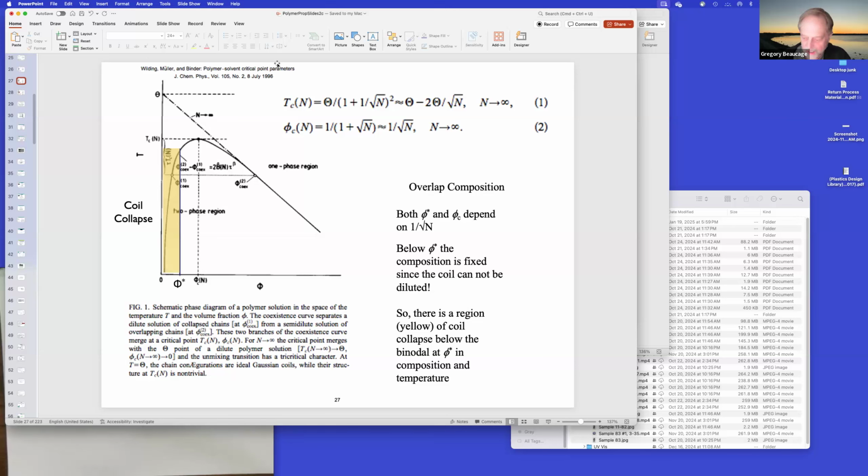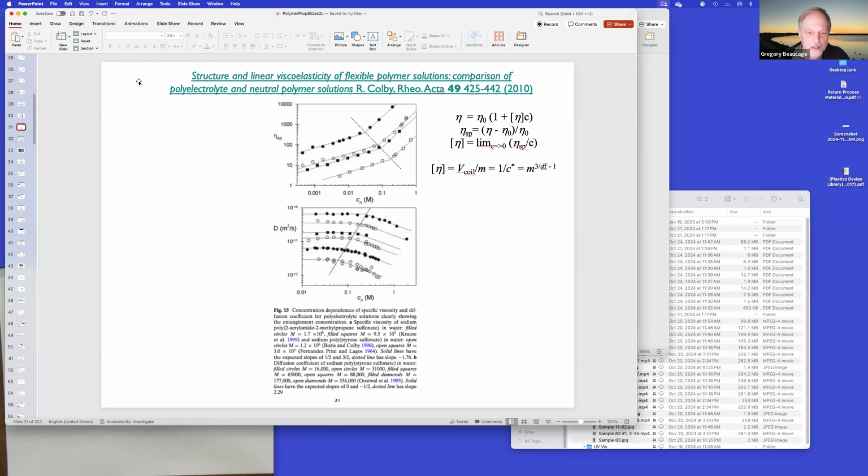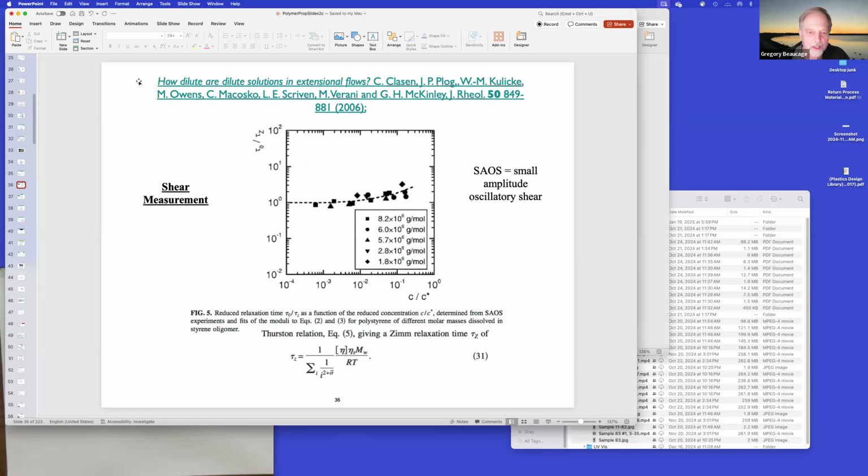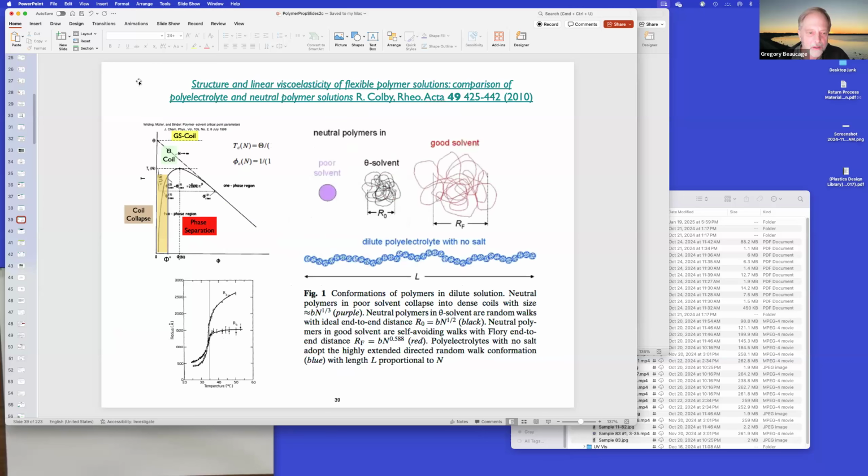And so the question is, how does that happen? That doesn't happen in a discrete step. It happens over a range. You have an expanded coil, and it gradually collapses into the theta, then it gradually collapses to the collapsed coil. So this isn't a step change, it's a gradual transition. So the question is how that happens.